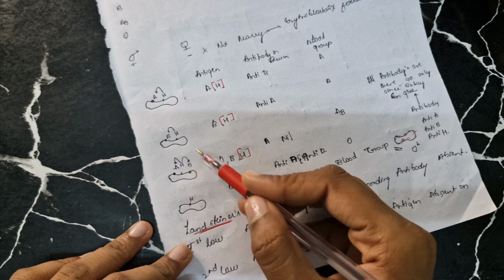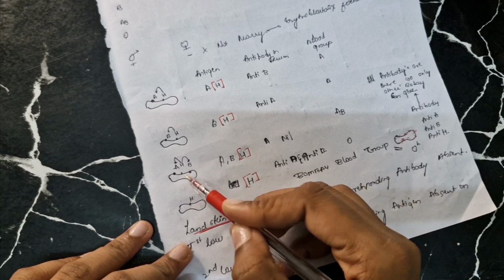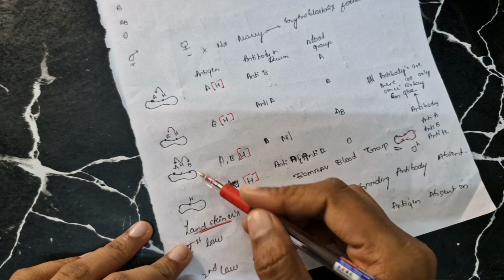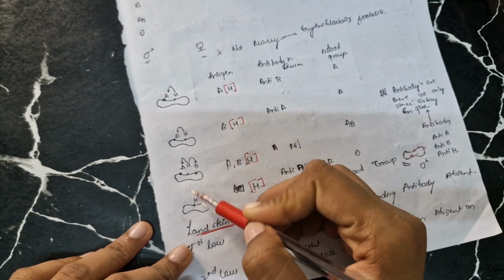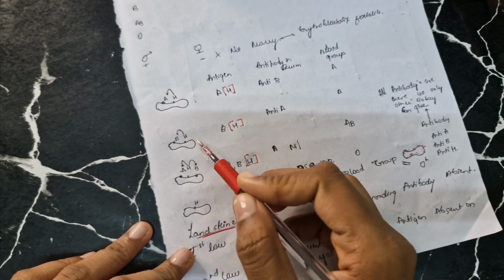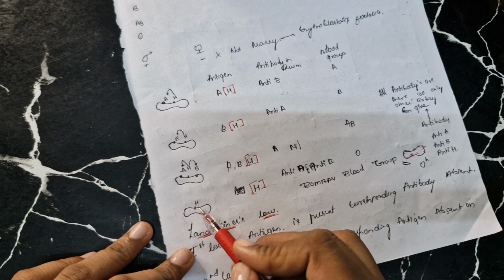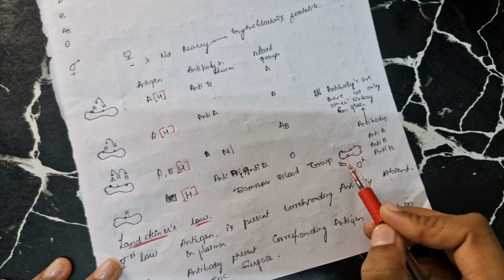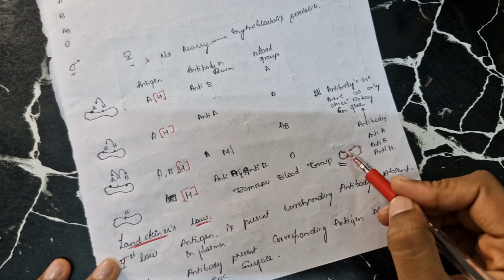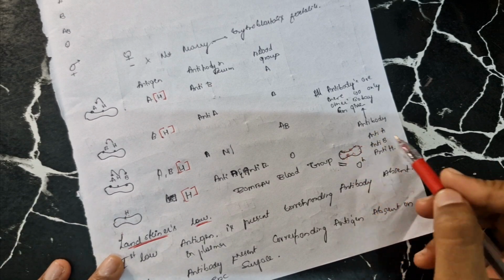Like A and B will be absent, but the H antigen will be present in all the ABO blood groups, that is A, B, AB, and O. All these four will have H. If this H is not present on the O blood group, that is nothing but the Bombay blood group. Bombay blood group will have no antigens.